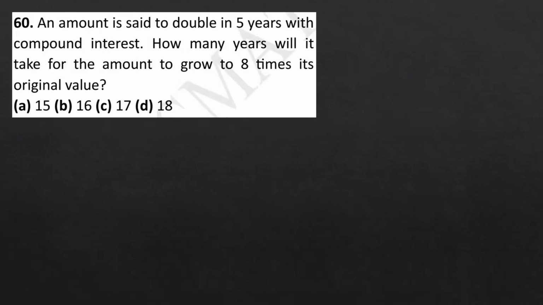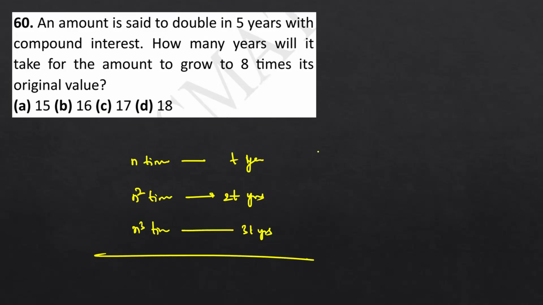An amount is said to be doubled in every 5 years with compound interest. How many years will it take for the amount to grow 8 times? If it becomes n times in t years, then it becomes n square times in 2t years, or n cube times in 3t years. So you can say double in 5 years means 8 times means 2 cube times, in 3 into 5, 15 years. That's a simple thing in compound interest.